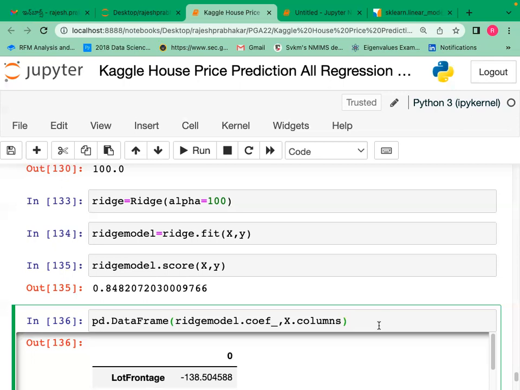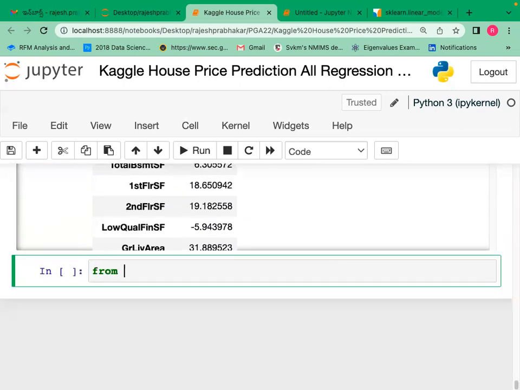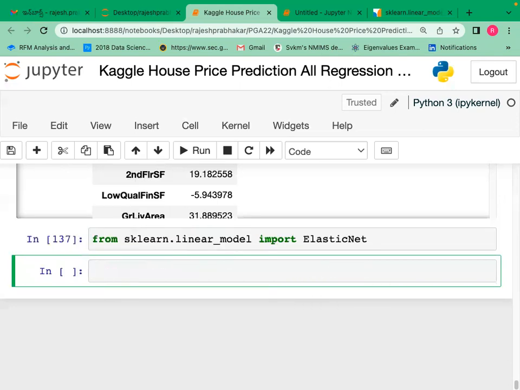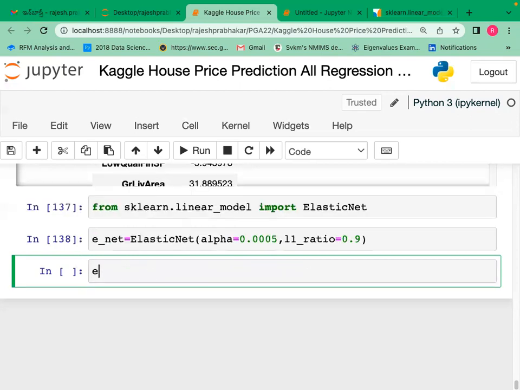Okay. All of you got the ridge? Now, last one, ElasticNet. From sklearn.linear_model import ElasticNet. e_net is equal to ElasticNet, alpha is equal to 0.0005, comma l1_ratio is equal to 0.9, comma. e_net_model is equal to e_net.fit(x, y).